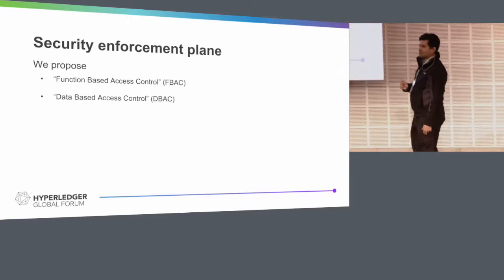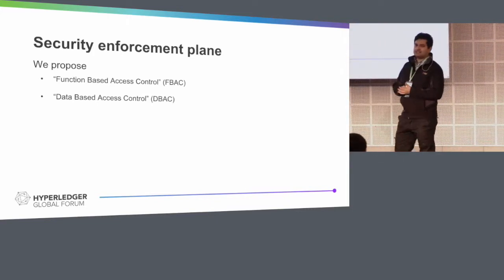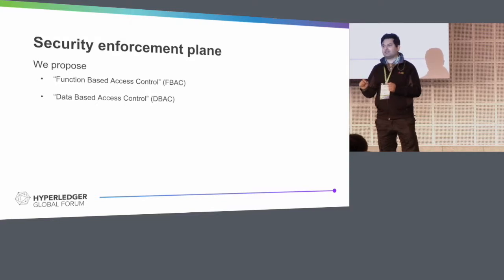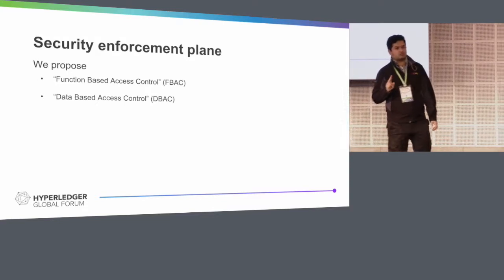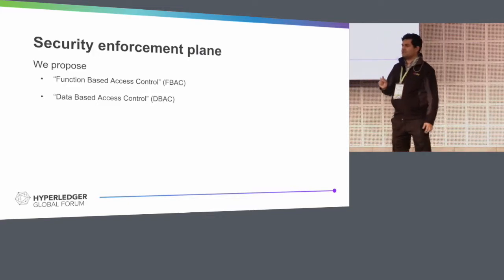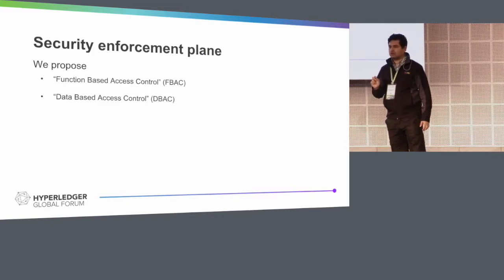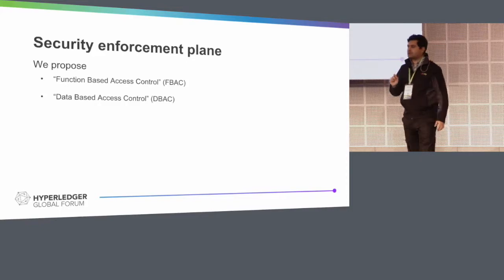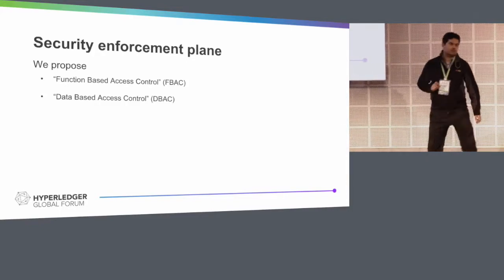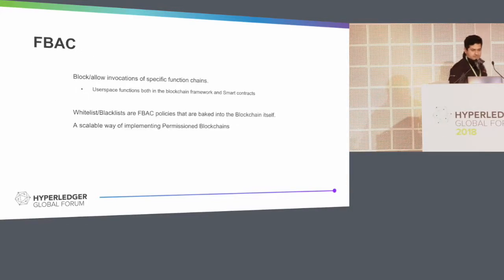Here's the thing. After looking at our eBPF demo, we realized that if you can trace it or track it, you can block it. So we propose using two approaches for this. The first we call function-based access control, or FBAC, and the second is what we call data-based access control, or DBAC. Let's take a deeper look into each of these.